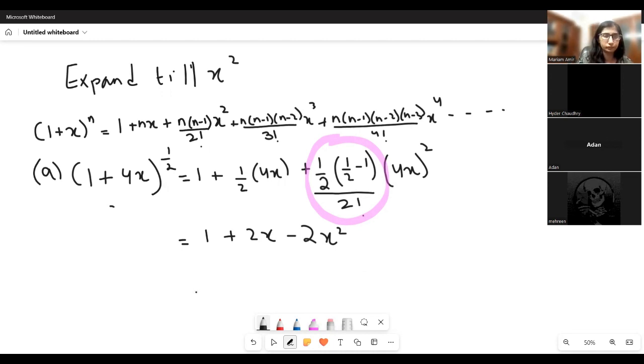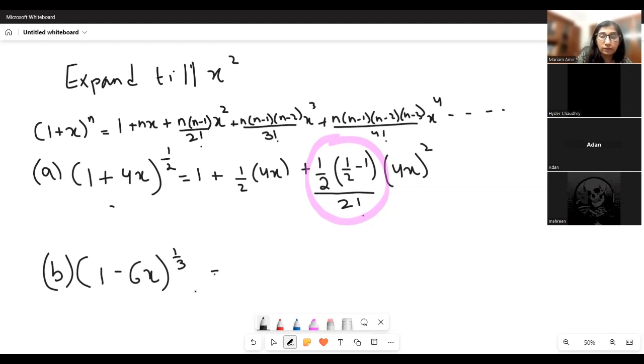Part B, which is 1 minus half. Was it n minus half? No, it was half. Okay, half. 1 minus 6x power 1 by 3. First term is 1, so we're good to go.